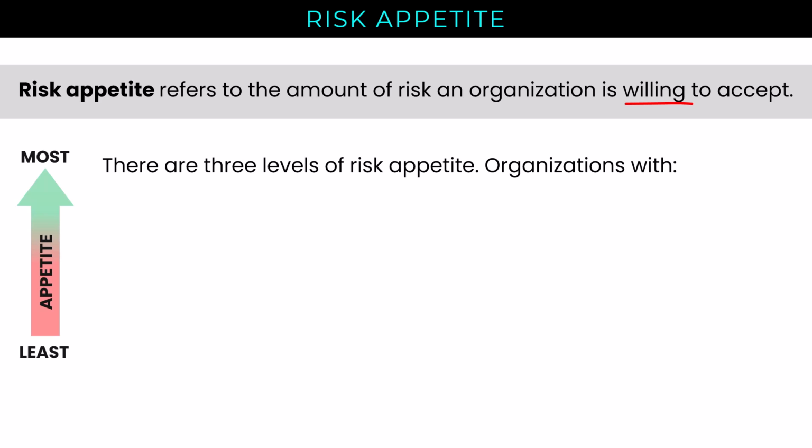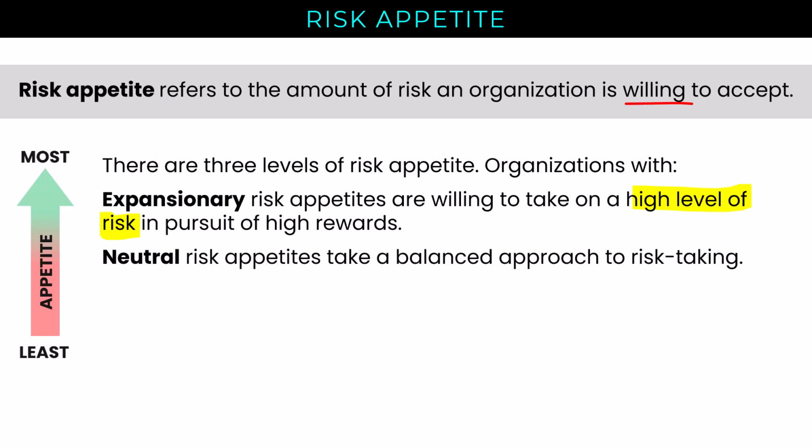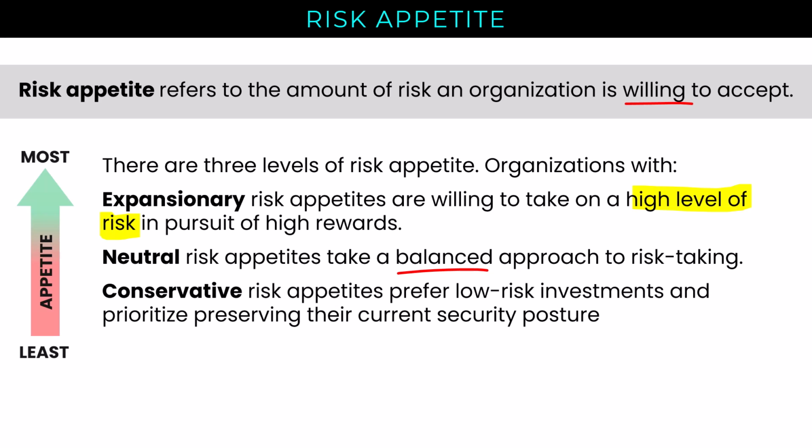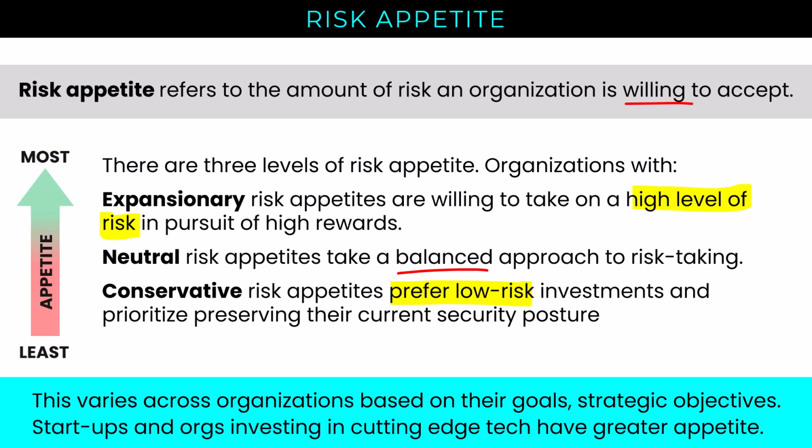So organizations with expansionary risk appetites are willing to take on a high level of risk in pursuit of high rewards. Neutral risk appetites take a balanced approach to risk-taking, and conservative risk appetites prefer low-risk investments and prioritize preserving their current security posture. Appetite's going to vary by organization based on their goals and their strategic objectives, but generally speaking, startups and organizations investing in cutting-edge tech tend to have greater appetite for risk.